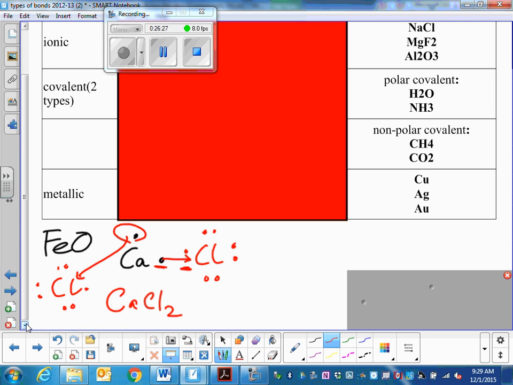So Justin was very right in giving the formula. Iron has 2 valence electrons. Oxygen has 6 valence electrons. Will it completely transfer? Yes. They will combine in a 1-to-1 ratio. Yes. FeO is the formula.